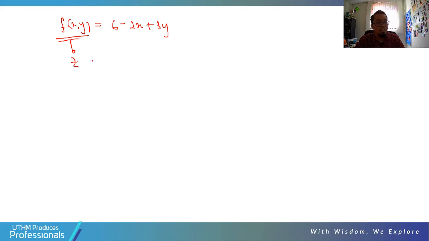Okay, so z equal 6 minus 2x plus 3y. So what shape do you get here? If you look at this, what shape is it based on the common 3D graphs I showed previously? So this one is in the form of a line. Okay, line. So when it is a line, it means the power of x and y is equal to 1. So this one is a line. In 2D it is a line, in 3D it becomes a plane.